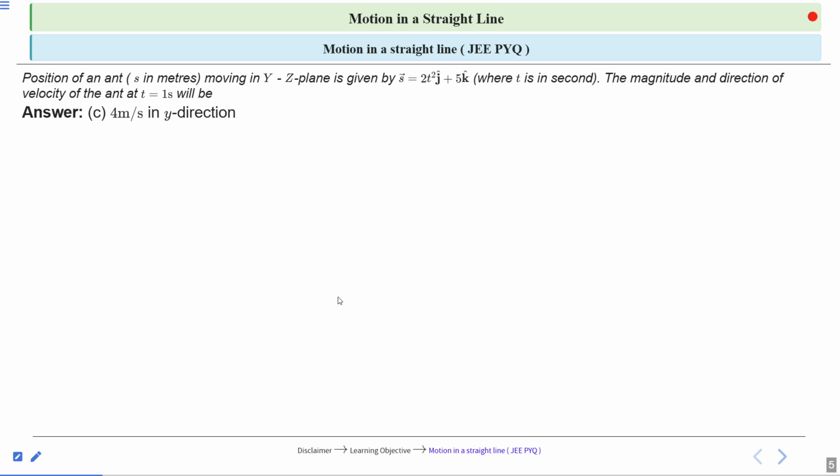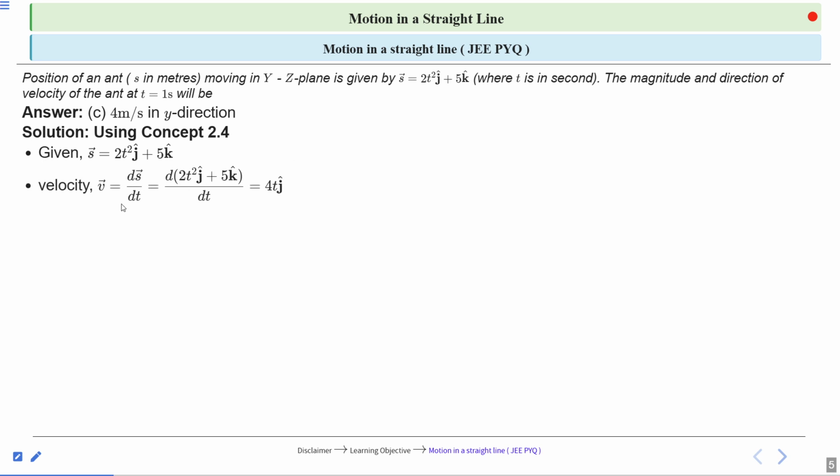So the correct option is C, 4 meter per second in y direction. We will solve this question using concept 2.4. So given that S is equal to 2t square j cap plus 5k cap, here S is the displacement and we know velocity is the rate of change of displacement. So v is equal to ds upon dt and we know S. So just take the derivative of S and you will get the answer.